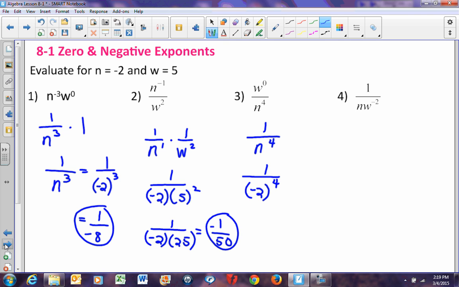So 2 to the 4th power, 2 times 2 is 4, times 2 is 8, times 2 is 16. So this becomes 1/16, and it's positive because I have an even number of negative signs. I have 4 negative signs, which makes it positive.